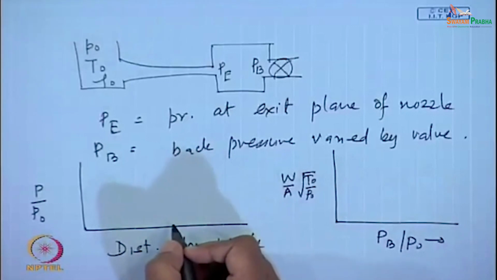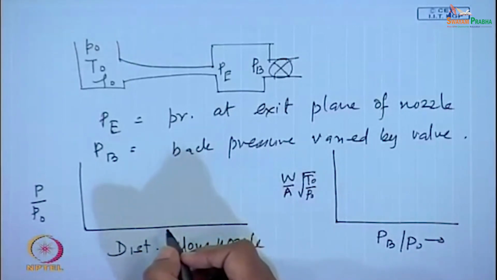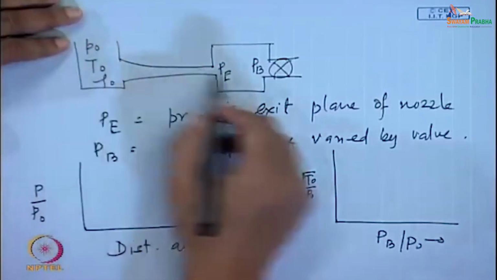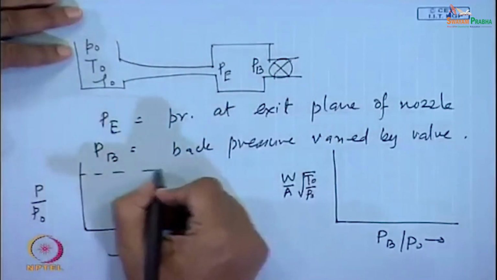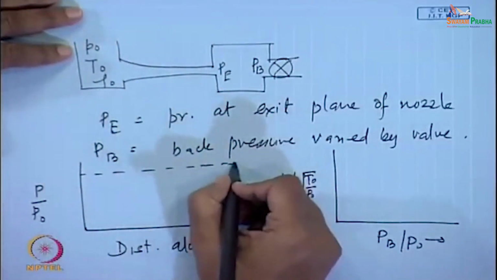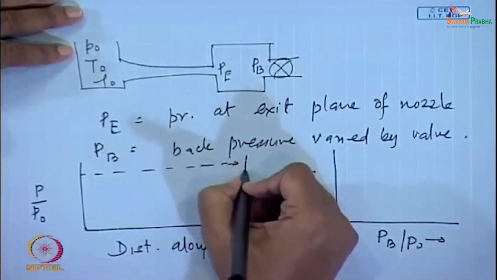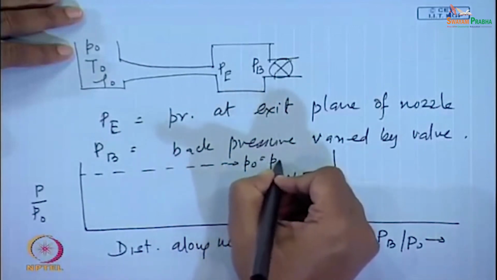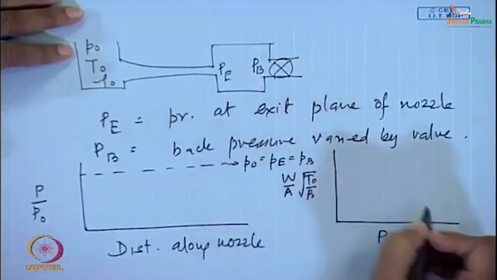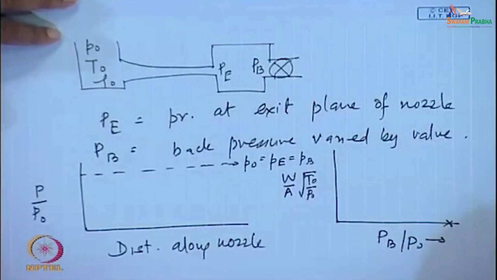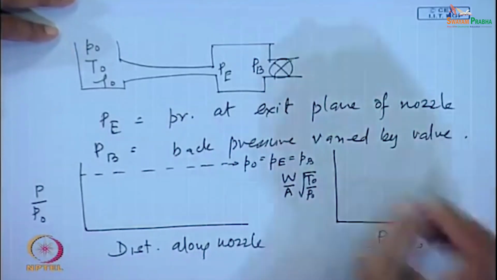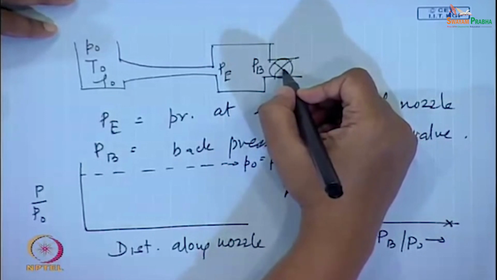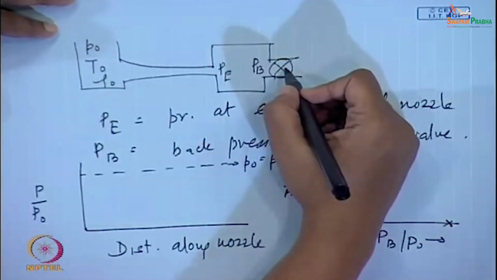So, initially what do we find? Initially we find that everything is equal, and therefore, the curve is something of this sort, where this is P0 equals PE equals PB. Under that condition there is no flow. Then what do we do? We gradually try to open this particular valve.